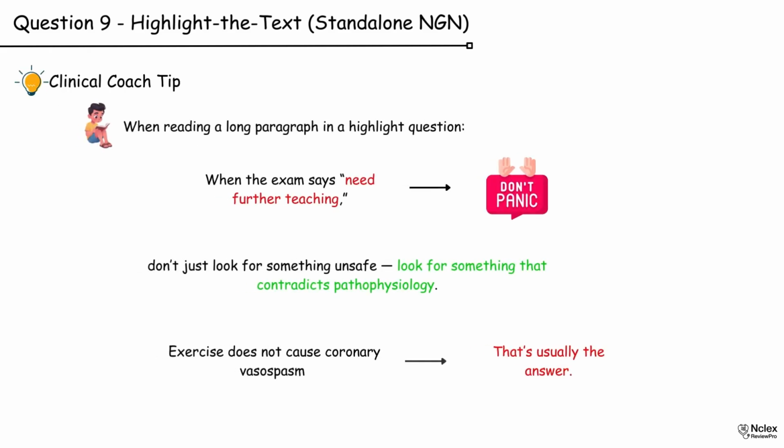Now here's the clinical coaching point. When you see a long paragraph in a highlight question, do not rush. Do not panic. Do not assume the wrong statement will sound dramatic or dangerous. Instead, ask yourself which statement contradicts the pathophysiology of the condition. If you understand why the disease happens, you will quickly find the incorrect teaching. Exercise does not cause coronary vasospasm in variant angina. That mismatch is your clue. That is how NCLEX expects you to think through patient education questions. All right, let's move on to the next question.